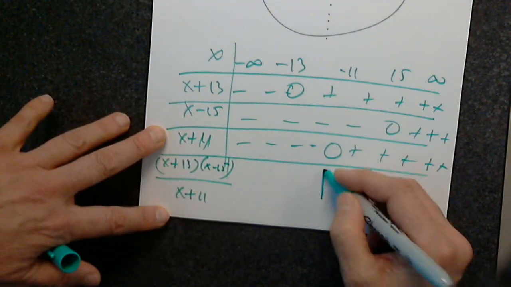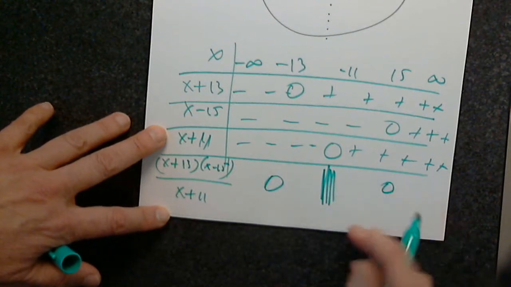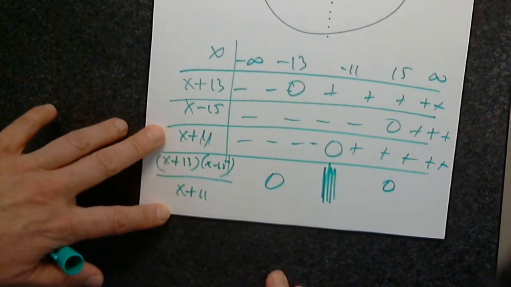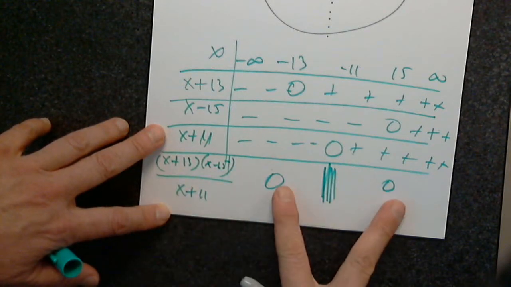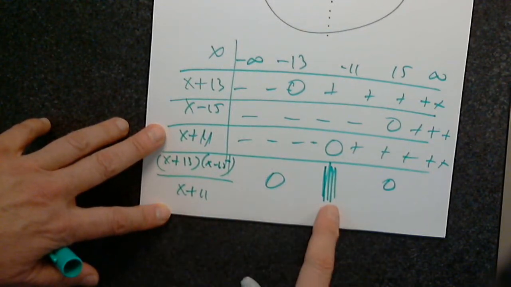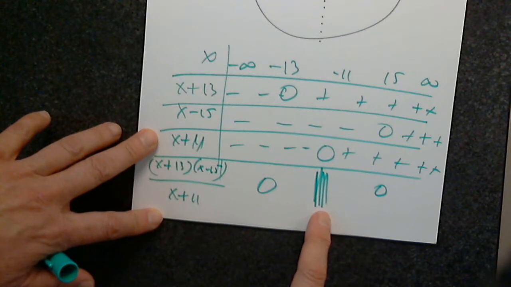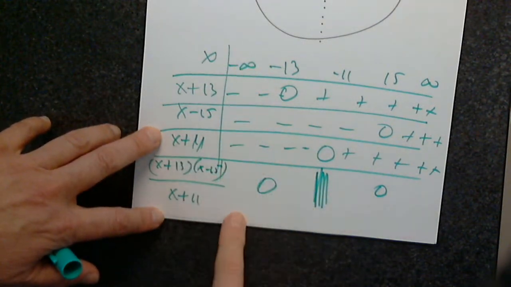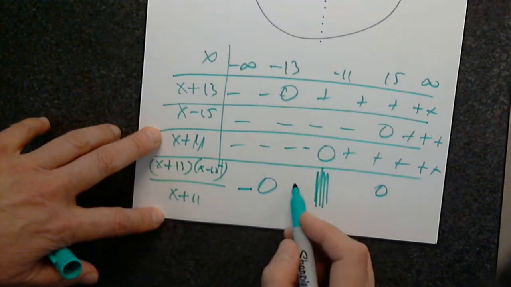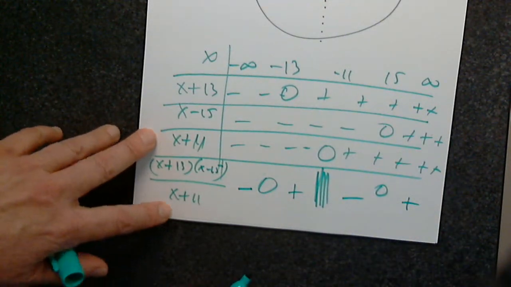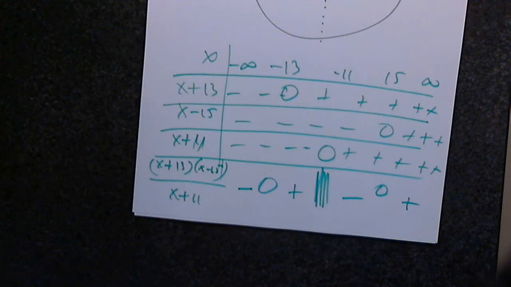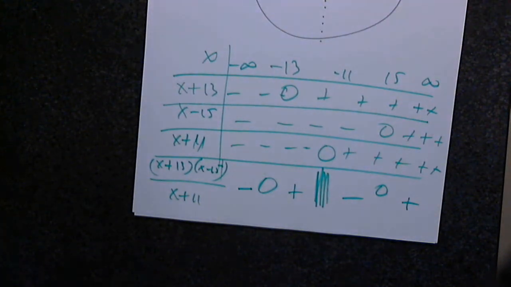Okay, and under negative 11, I have undefined, but I have 0 in the other ones. When the numerator is 0, the whole fraction is 0. When the denominator is 0, the fraction is undefined. So 3 negatives, 2 negatives, 1 negative, and no negatives. Is this okay with the first one?